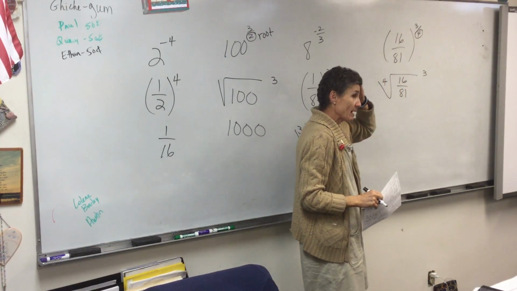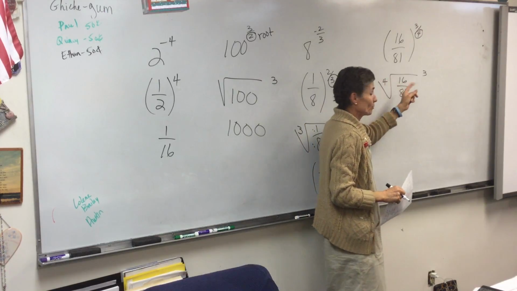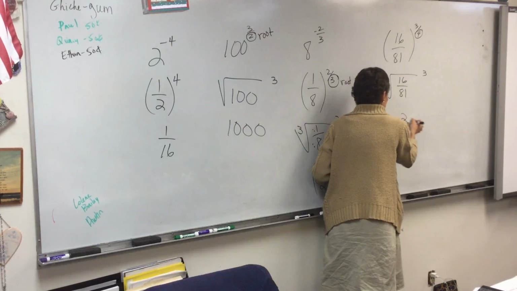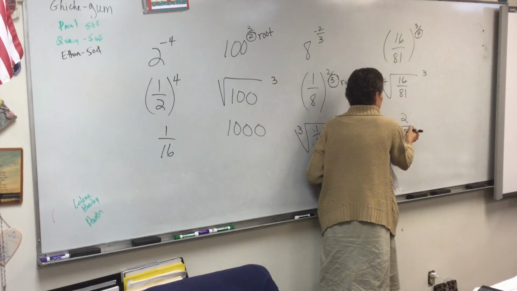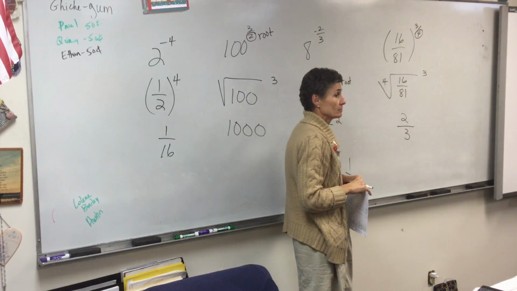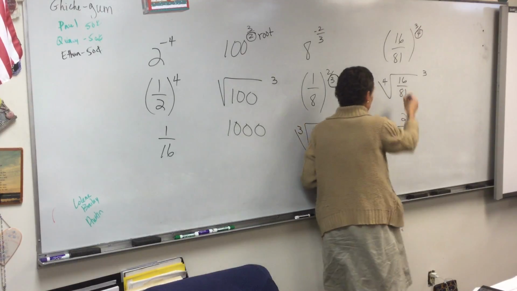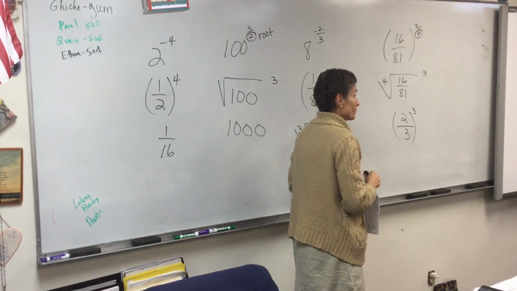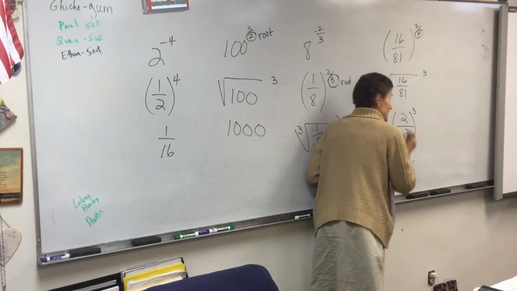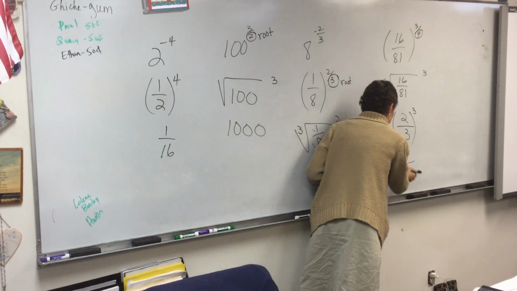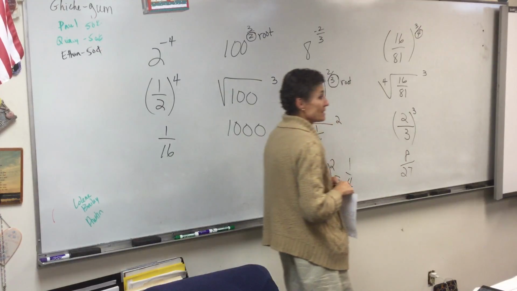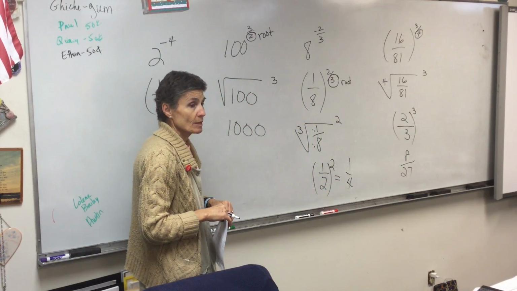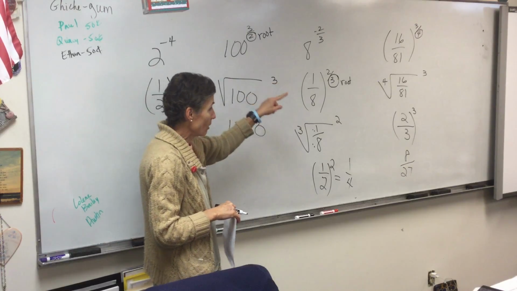These are the numbers you have to have memorized. What's the 4th root of 16/81? Well, the 4th root of 16 is 2, and the 4th root of 81 is 3. And now you gotta remember to cube that. So 2 cubed is 8, and 3 cubed is 27. So your answer is 8 over 27. There's a lot of steps there. Did you follow all that?